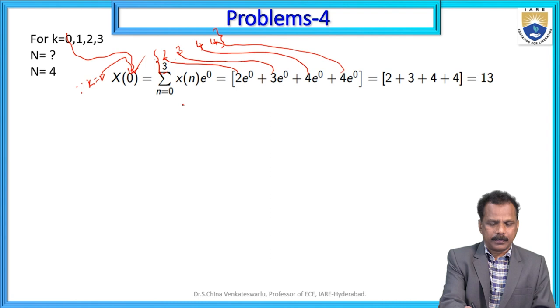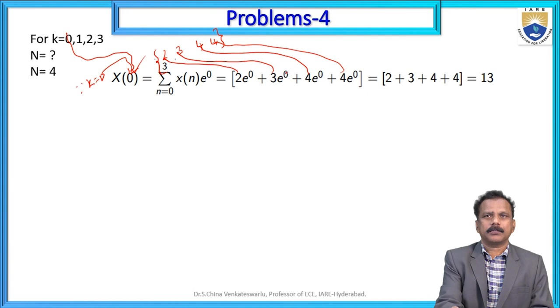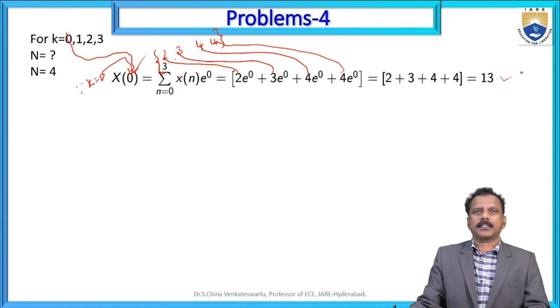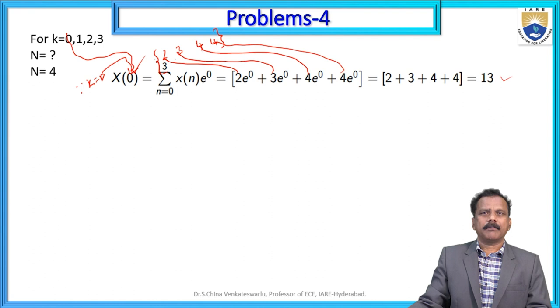So X of k, where e power 0, equals 2 into e power 0 plus 3 into e power 0 plus 4 into e power 0 plus 4 into e power 0. That is e power 0 is 1, so 2 plus 3 plus 4 plus 4, here it is 13, if you substitute k equal to 0. Whether it is efficient computation or normal computation, go on substituting all the k values.